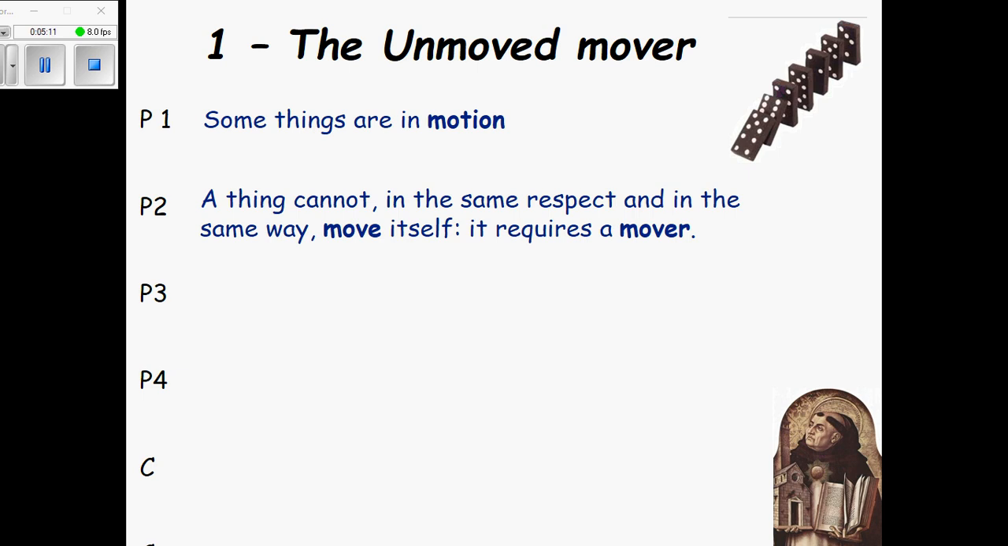Now you might say, well, a human body can, but actually a human body can't, because you require food in order to give you the energy that allows you to move. And also you required your parents to move and to create you.